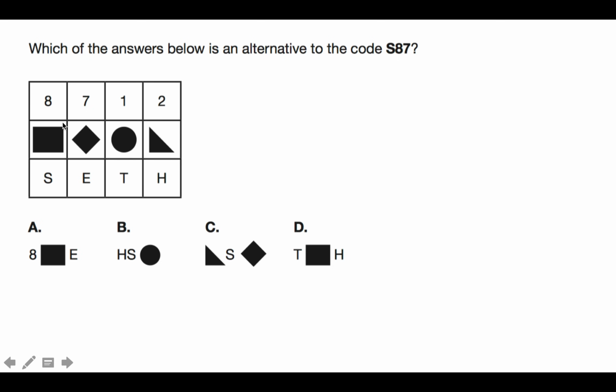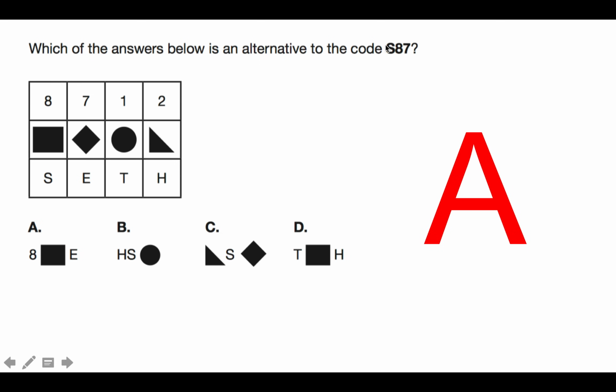So if we look at S, well, it could be A because 8 forms part of the first one. It's definitely not H because there's no H in the first column. It's definitely not C because that isn't in there. And it certainly isn't T either. So the answer is A. Okay, because you can see there, you've got 8, you've got the square as well, and then E, which is in the second column. Okay, so I hope that makes sense.